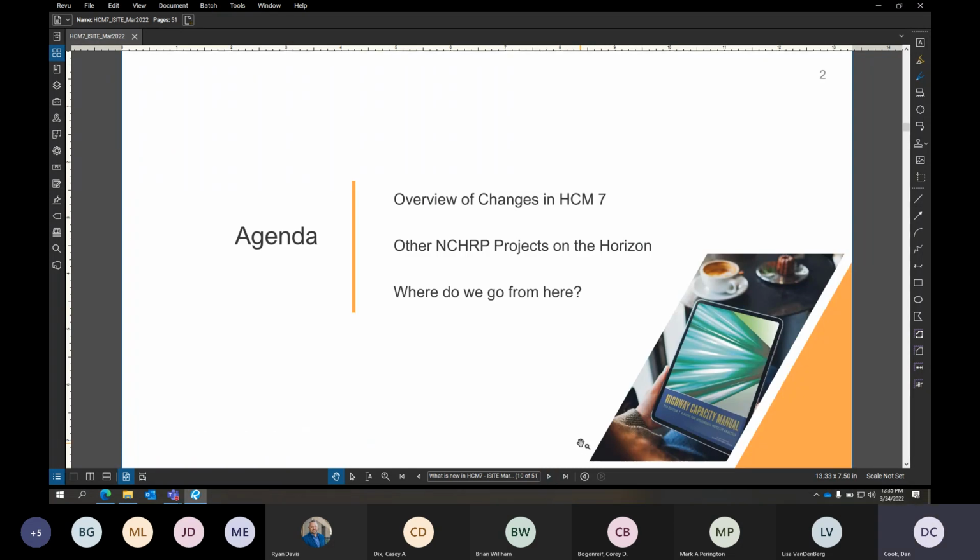Probably a little late for an agenda slide since I've already started, but as stated in the title, we're overviewing the changes of the HCM 7th edition, but then also looking at upcoming NCHRP projects that are either ongoing now or will be starting soon that will influence the HCM in the future, and where we are going from here.